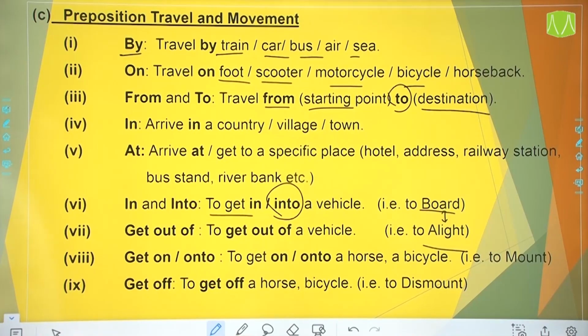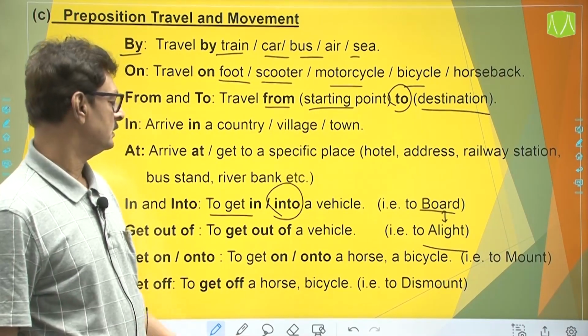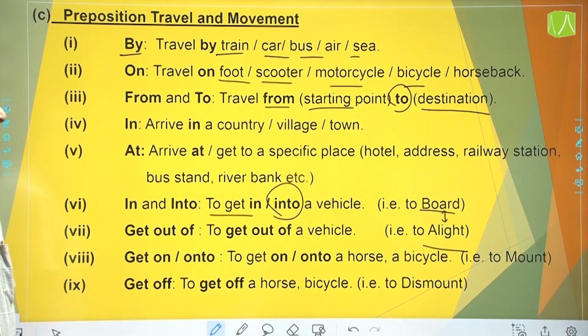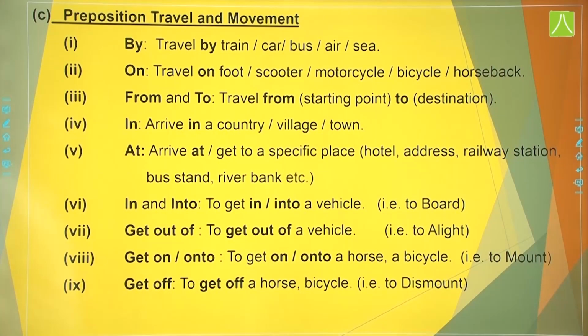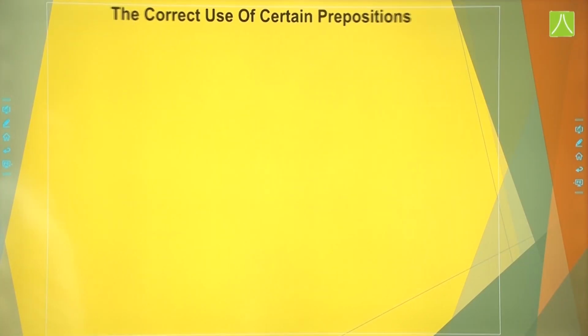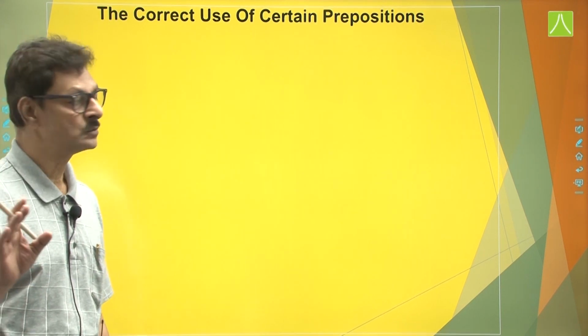Get off, to dismount, उतरने के लिए. So he got off his horse. He got off his bicycle because he was tired. Get off. So this is the way these pronouns are used. Multiple uses होते हैं pronouns के. Now very quickly take up some uses of the pronouns.